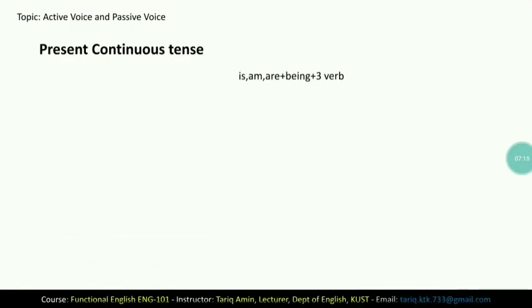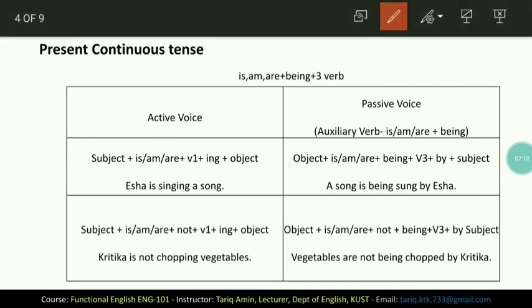Present continuous tense. In present continuous tense, we use the ing form of the verb, not the past participle form. We add ing to the first form of the verb, and it becomes the ing form. Let's see it. The subject is followed by is, am, or are plus the first form of the verb plus ing, then the object.